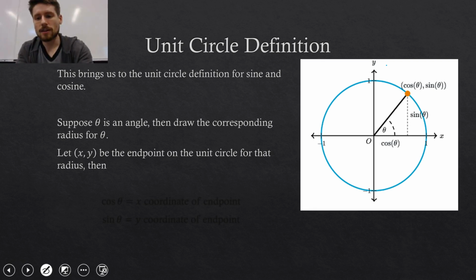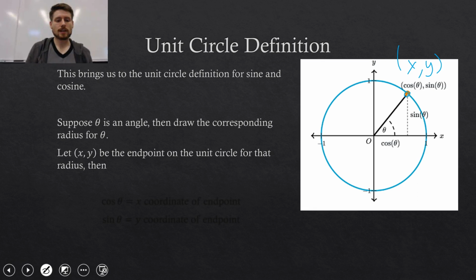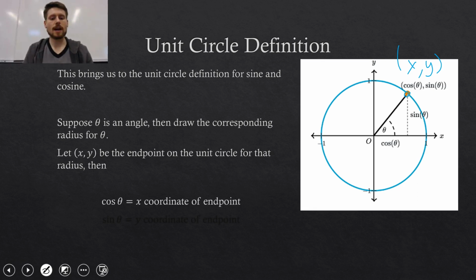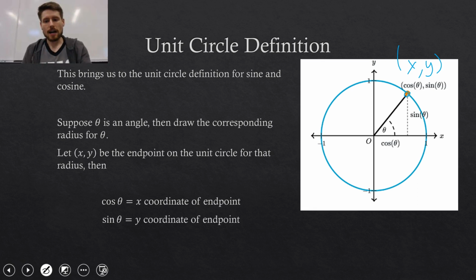So I can draw, this is my picture right here. We can call this guy x, y. That point right here has coordinates x, y. Then we define cosine to be the x coordinate. So cosine is the x coordinate for that point. Sine is the y coordinate for that point.